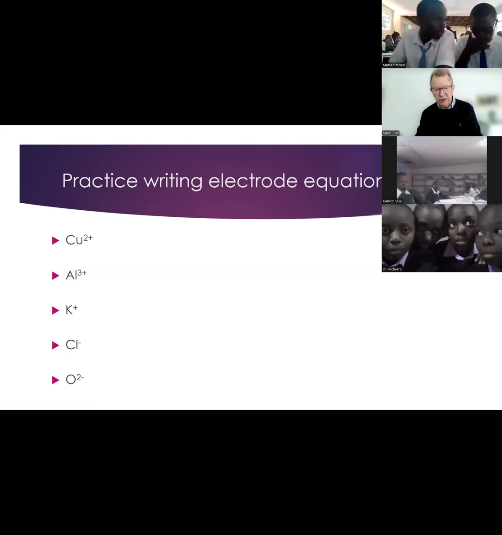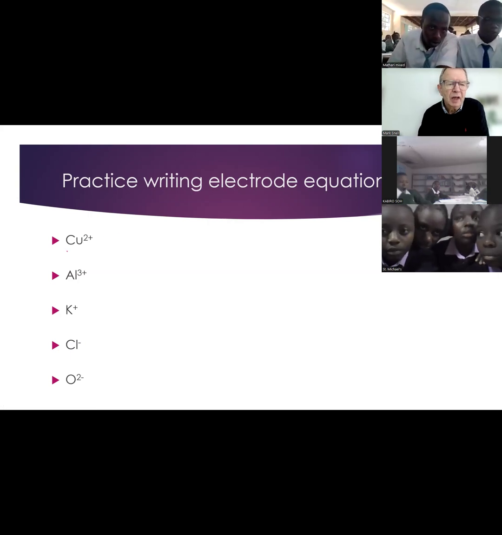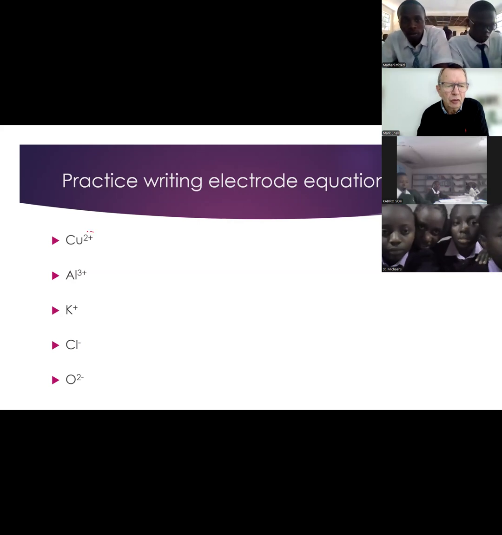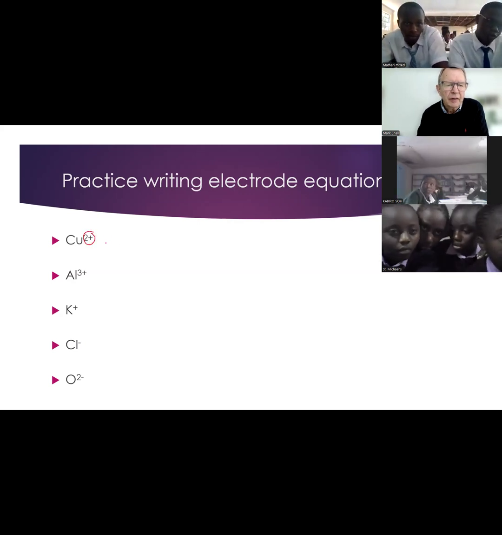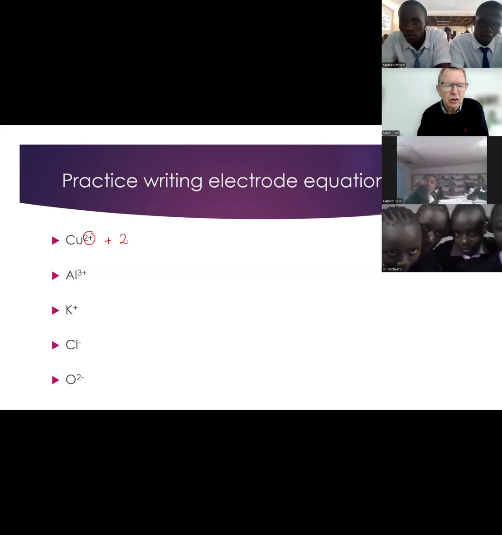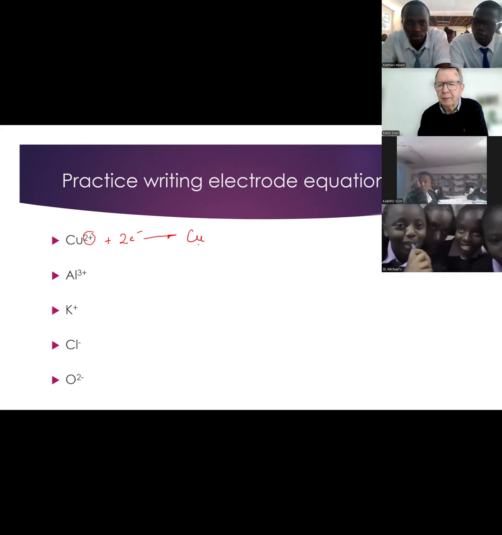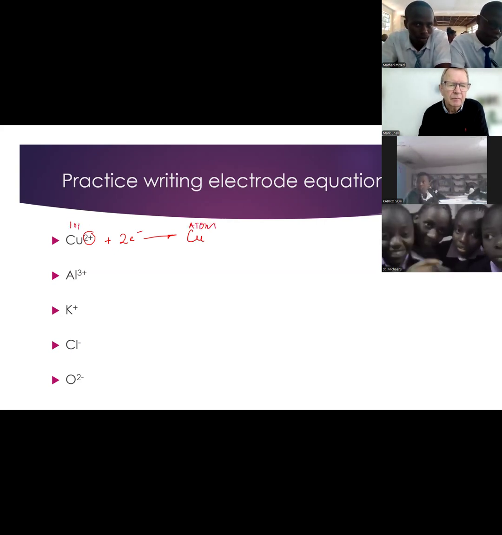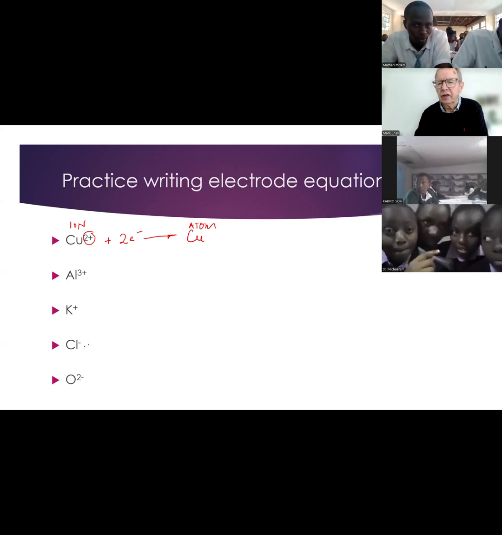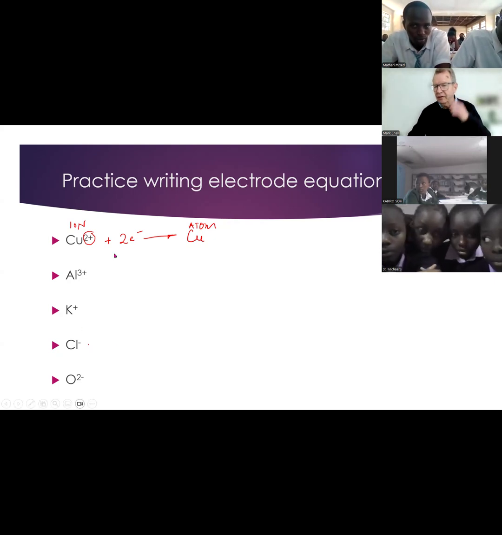I'll do the first one to make sure everybody knows what they're doing. If I have Cu 2+, then I need to add 2 electrons to it, and that will make Cu. Simple. What we need is to make the atoms. This is an atom. This is the ion. The Cl minus will have to lose electrons, so you need to work out what is happening. So everybody have a go. Anybody done it? Anybody want to show me the answer?